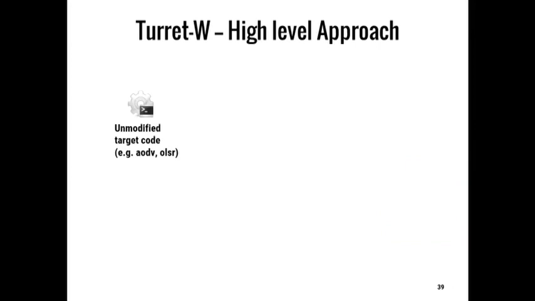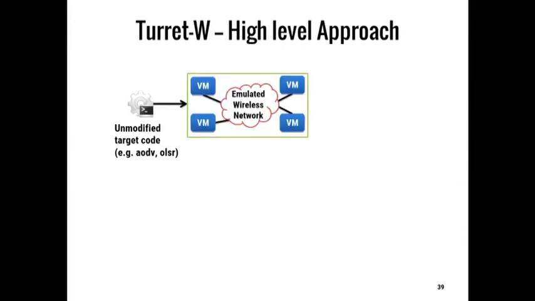At a high level, TurretW works as follows: given an unmodified target code, in this case a routing implementation, it deploys this code in each of the VMs. For communication, it utilizes an emulated wireless network. Now, with the help of the routing protocol, the VMs will start communicating with each other.